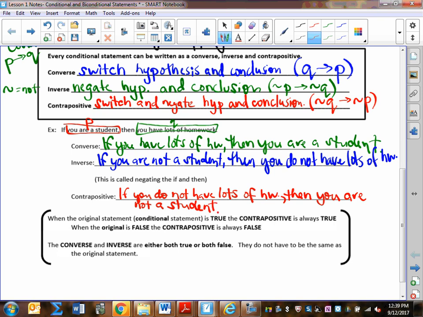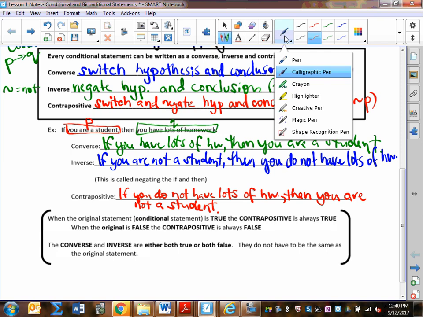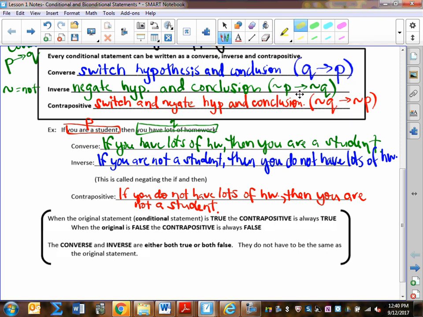Questions on those? So again, we can take any conditional, and from there write its converse, its inverse, and its contrapositive. Now, here comes the key part. Just because the conditional is true does not necessarily mean the converse will be true. Or just because the conditional is false doesn't necessarily mean that the inverse will be false. So this is huge down here. Put a big star next to it, highlight it, do something to make this stand out to you.